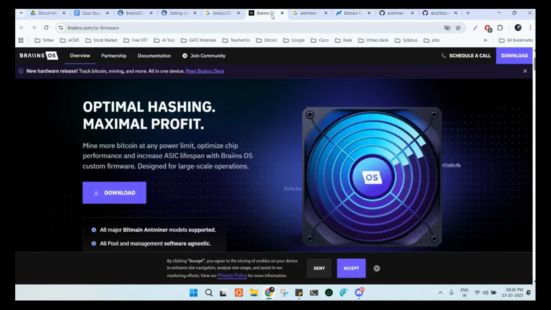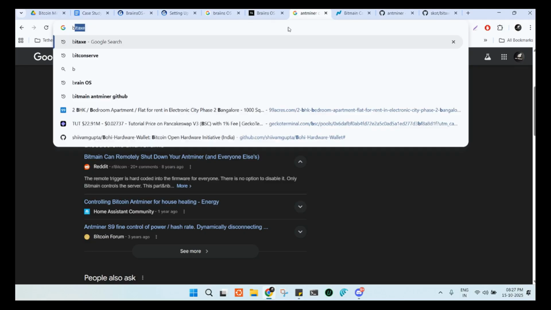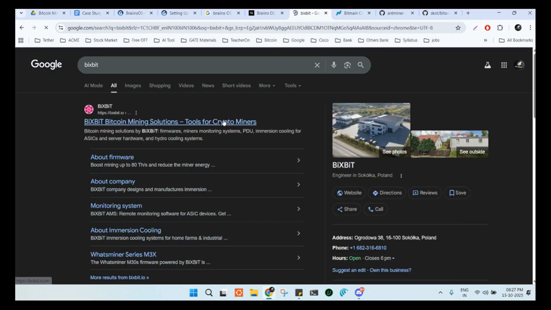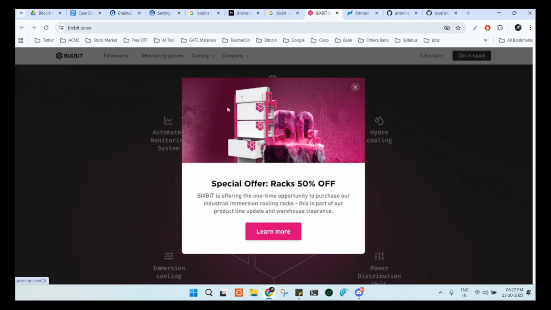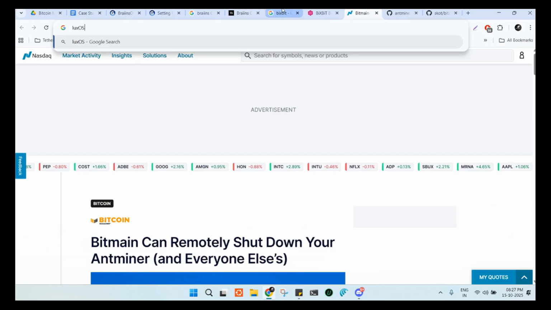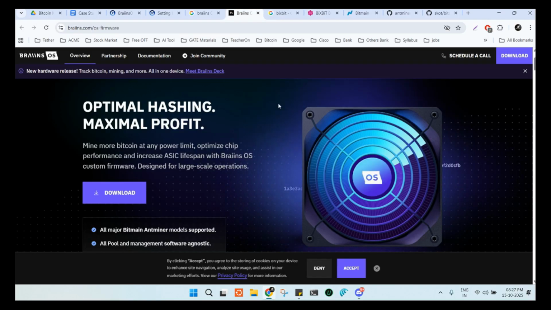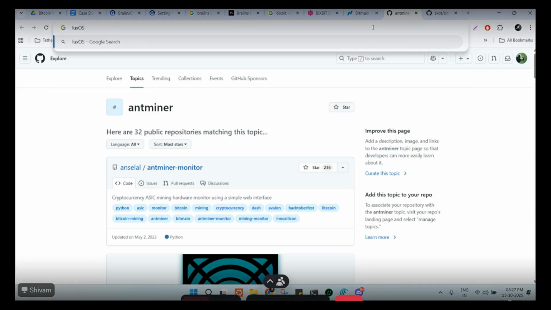Okay, so Braiins and all other companies, we will discuss all the others as well. Braiins is one of them. Bixbit is also one of them. So these are two popular ones. And then there is also Lux OS. Most of them are from Europe; this company is also based in Europe. And Lux OS, if I'm not wrong, is also a Bitcoin miner firmware.